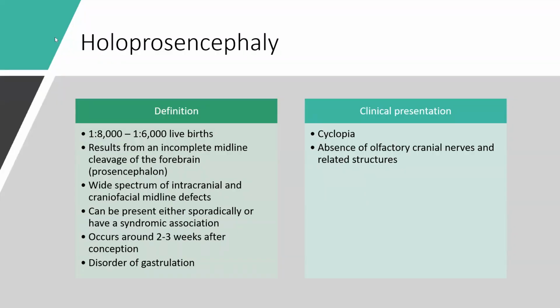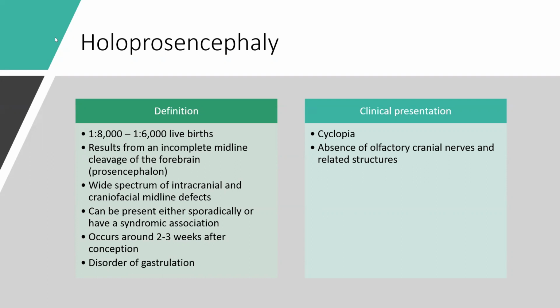Now we are going to shift over to talking about the pathologies. So the first pathology I'm going to talk about is holoprosencephaly. This occurs in every 1 in 8,000 to 1 in 6,000 live births, resulting from an incomplete midline cleavage of the forebrain. And this can cause a wide spectrum of intracranial and craniofacial midline defects, and can present either sporadically or as a syndromic association, and occurs around weeks 2 to 3 after conception and is a disorder of gastrulation.